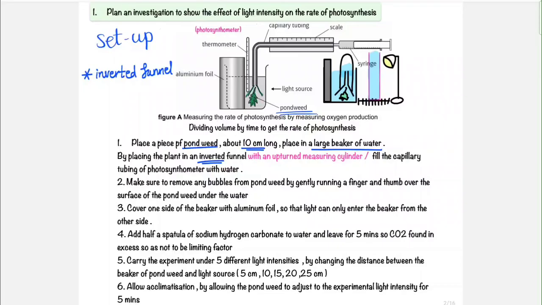But of course, in our questions, we're not going to write a list of the equipment. We're just going to include them inside a paragraph. Okay, I'm going to place it in an inverted funnel, which is in here the blue thing.